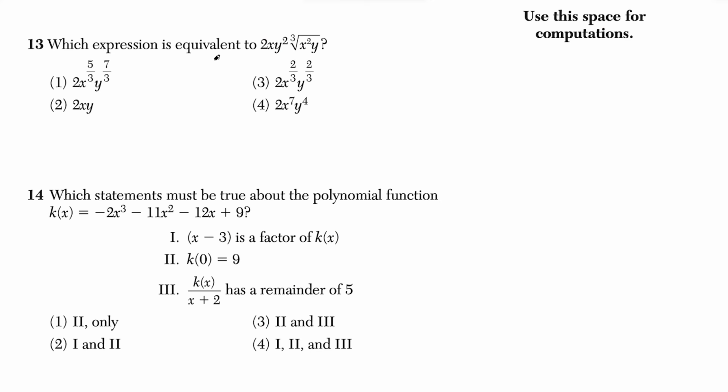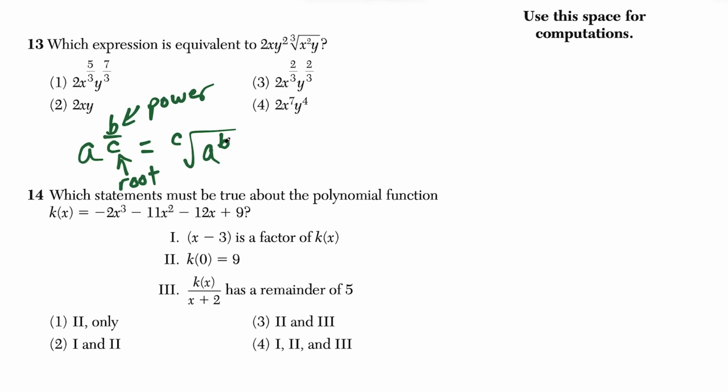Question 13, which expression is equivalent to, and we have this expression here. So for this question, it really helps to know this formula. A to the b over c is equal to the c root of a to the b power. I remember this by saying power over root. So when you want to go from radical form to rational exponent form, you just have to know that the power goes up and the root goes down. So this is the power and this is the root when we're going from radical form to rational exponent form.